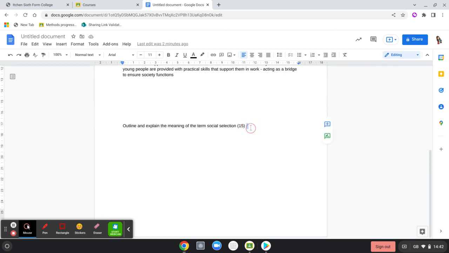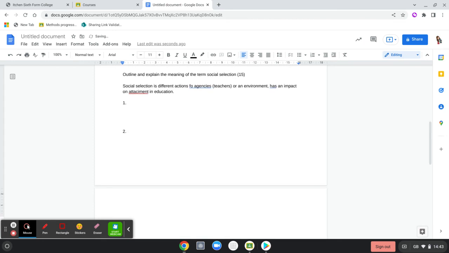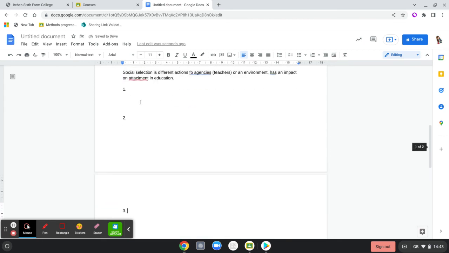So social selection is really tricky if you don't know what we mean by social selection. So social selection is the different actions of agencies, so individuals, or I think I'm going to put it as teachers. It's different actions of agencies, so teachers, or an environment. And it has an impact on attainment in education. So it's the different actions of agencies, so individual teachers, or an environment, both having an impact upon the achievement of young people.